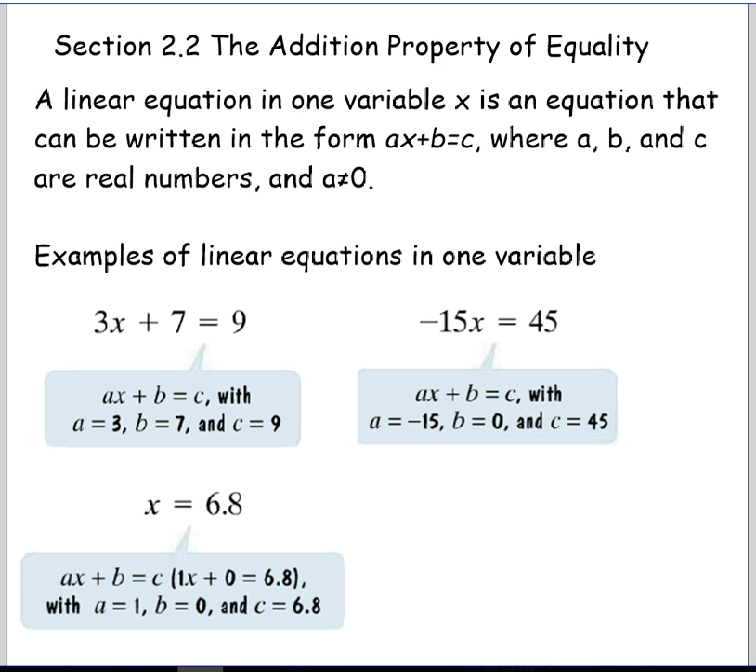And then x equals 6.8 is a linear equation with a being that invisible 1. We know that x represents 1x. The b value is 0, and then the c value is 6.8.